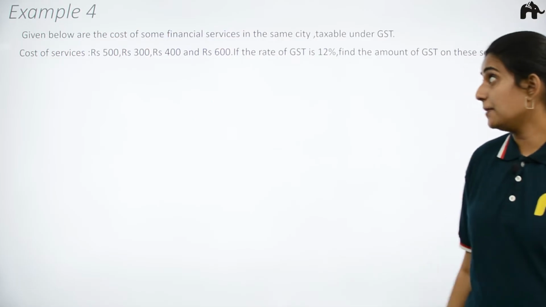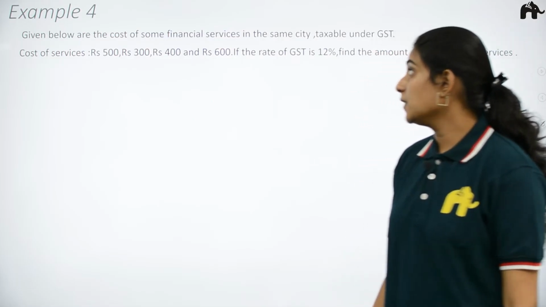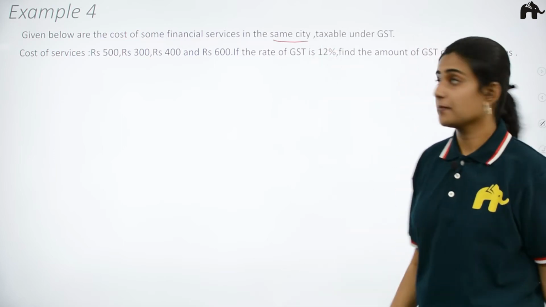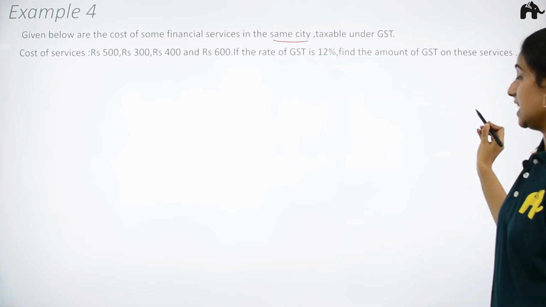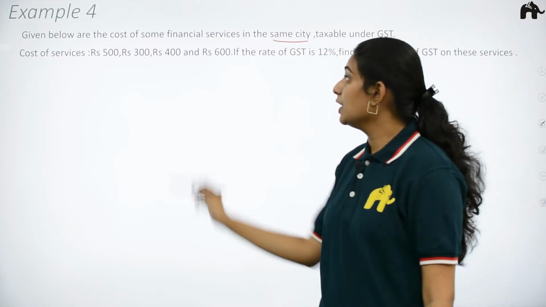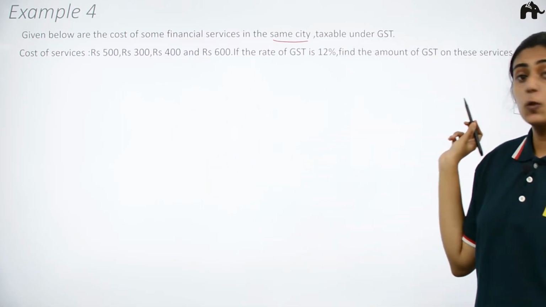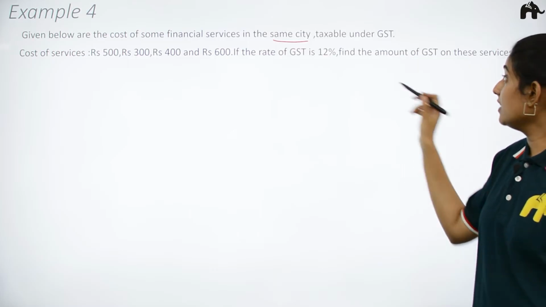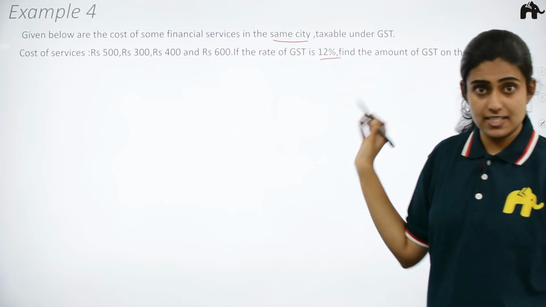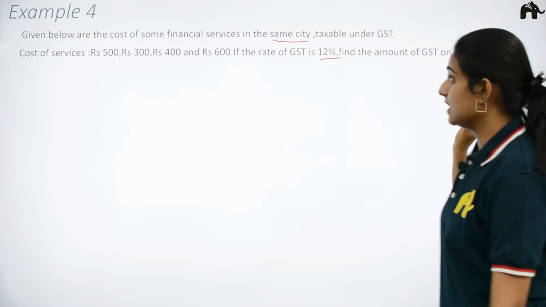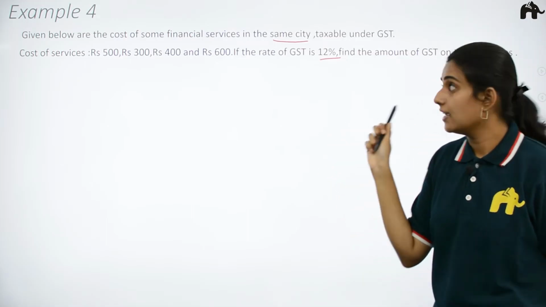Clear? Example 4. Given below are the cost of some financial services in the same city, taxable under GST. Cost of services, rupees 500, rupees 300, rupees 400, rupees 600. If the rate of GST is 12%, find the amount of GST on these services. Is the question clear? Yes.